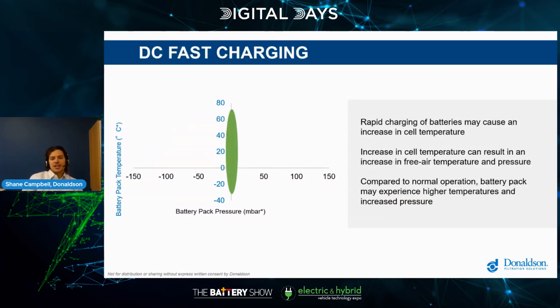So you finish your first day out on the trail and get back to your hotel and plug your vehicle into a DC fast charger. Well, during this charging event, there's going to be a rapid increase in your cell temperature and your battery pack temperature overall, and this is also going to cause your pressure to increase inside the battery pack.